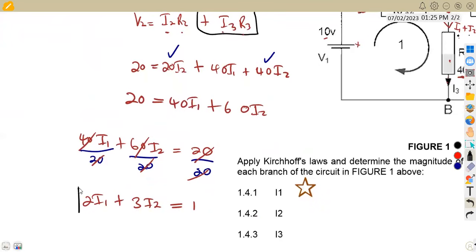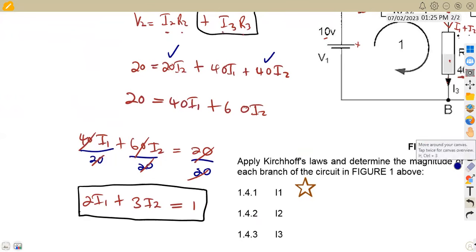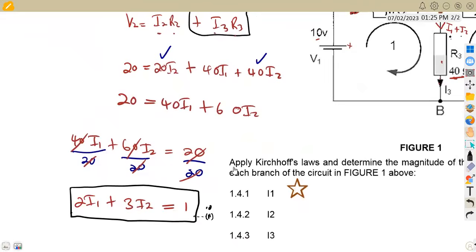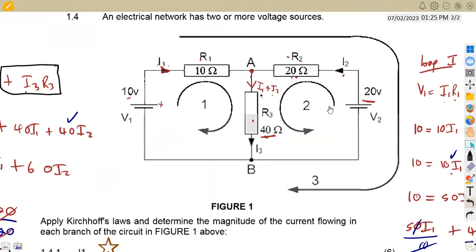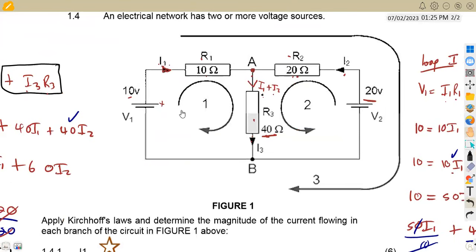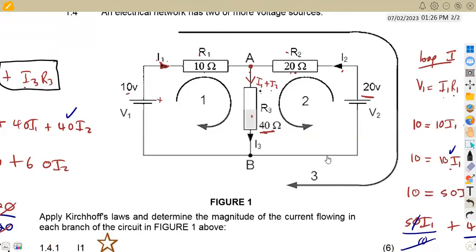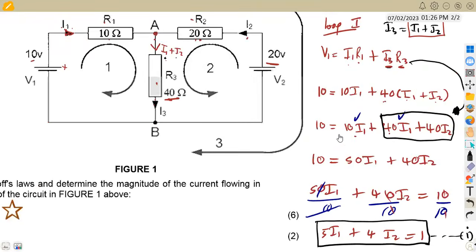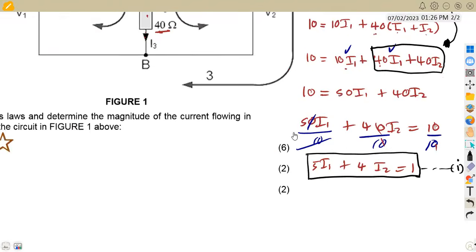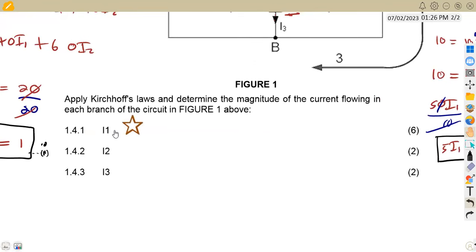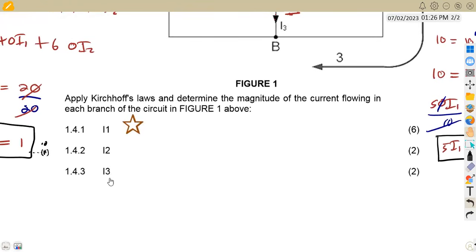This is enough. Yes, you can choose to work with the third loop, which is up to you. You could have worked with the outer loop, meaning you work with the voltages, but it was going to be a lot, and these are enough. With these equations, we can calculate I1, I2 and I3.